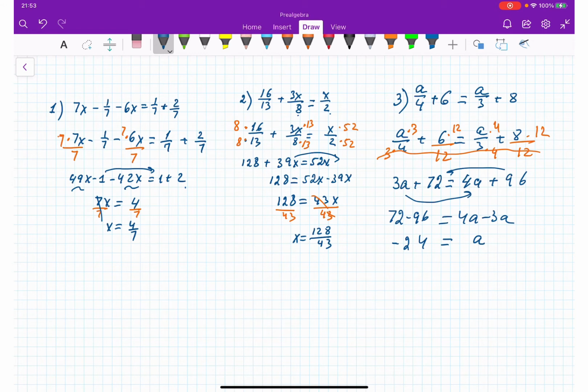Question number 4. k over 3 is equal k over 6 plus 4 over 2. Okay, 6, 3, and 2. 6 is going to be the common denominator, right? So k over 3 equal k over 6 plus 4 over 2.